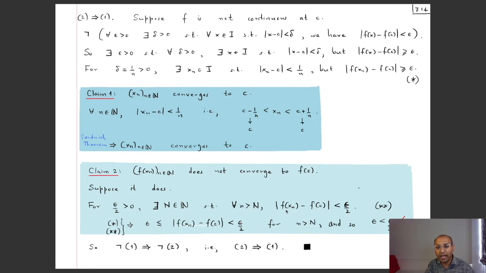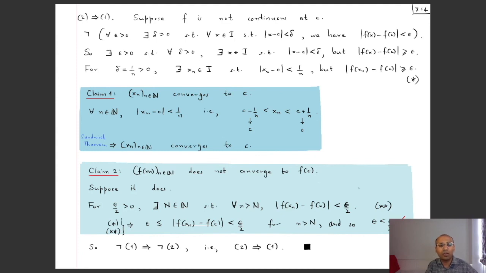Now, on the one hand, we know that mod f of xn minus f of c is less than epsilon by 2 for all these little n's beyond this capital N. But on the other hand, we know that for all n's, this is also bigger than or equal to epsilon. So we get that epsilon is strictly less than epsilon by 2. Epsilon is positive, so you can cancel that, or rearranging this, you get that 2 is strictly less than 1, which is of course absurd.